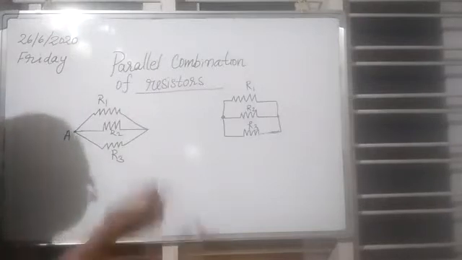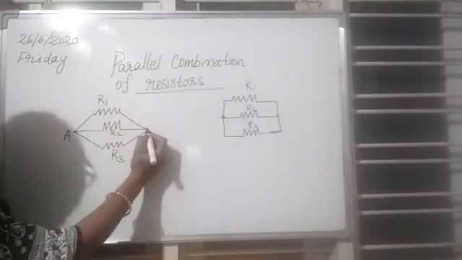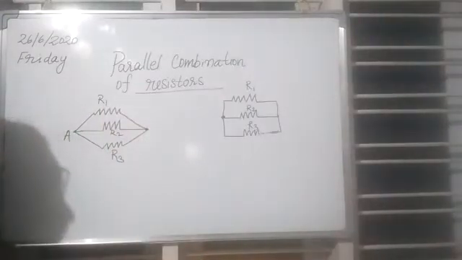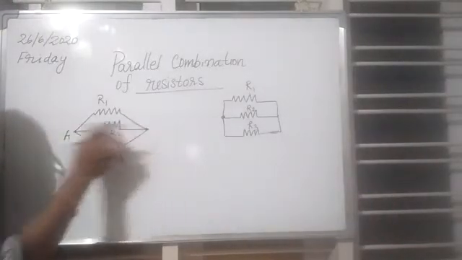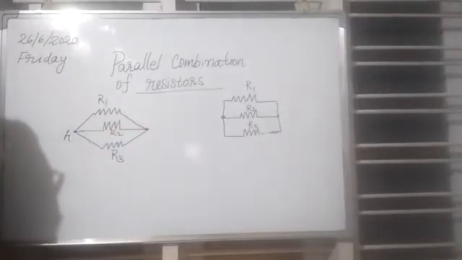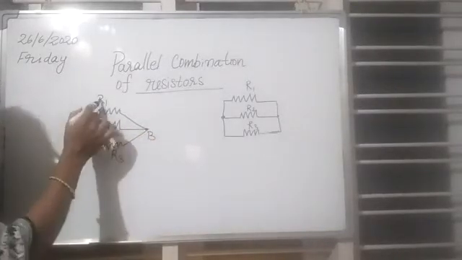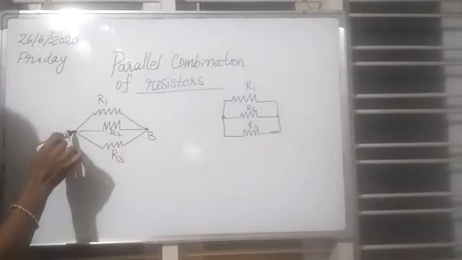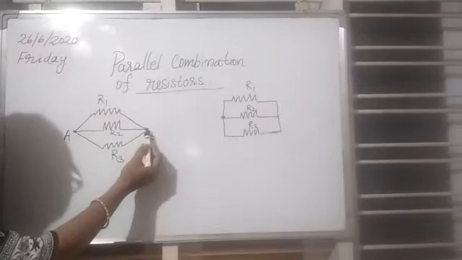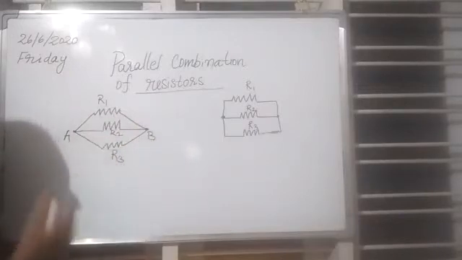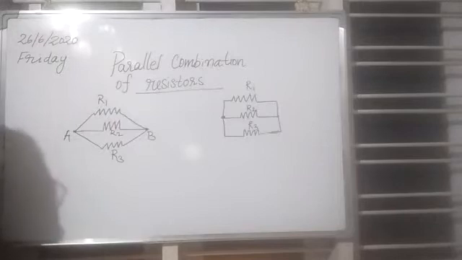And the other ends of all these three resistors have a common point here, which we call B. So all these resistances have two common points. One end of R1, R2, R3 is connected to point A, and the other end of R1, R2, R3 is connected to point B. So all these resistors have common endpoints. This type of combination is known as the parallel combination of resistors.